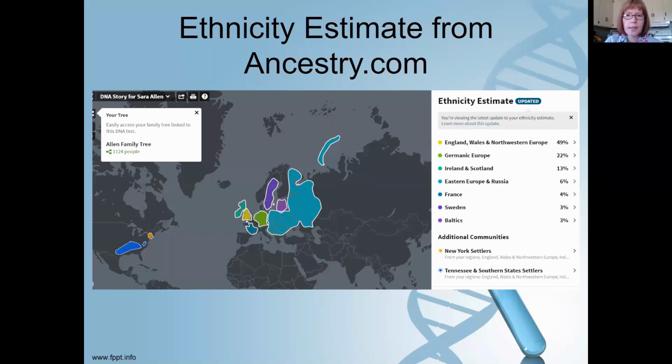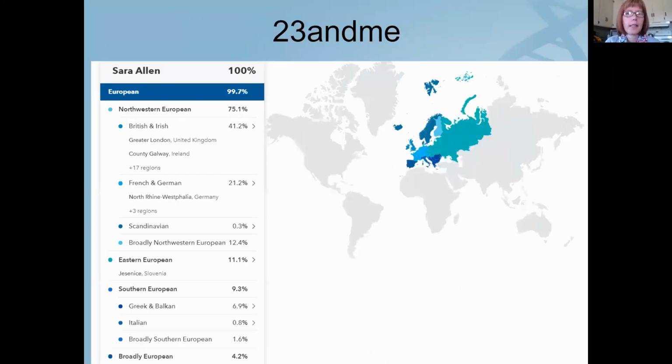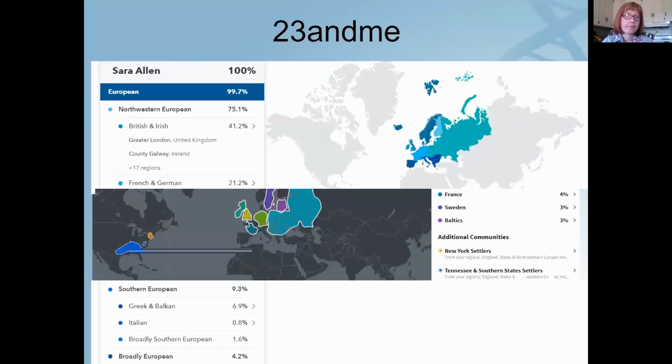That's what Ancestry says that I am. And then here's 23andMe for me. 23andMe says that I'm 11% Eastern European and 9% Southern European. And that actually is more accurate based on what I know. But I'm not going to say Ancestry is a bunch of hooey.